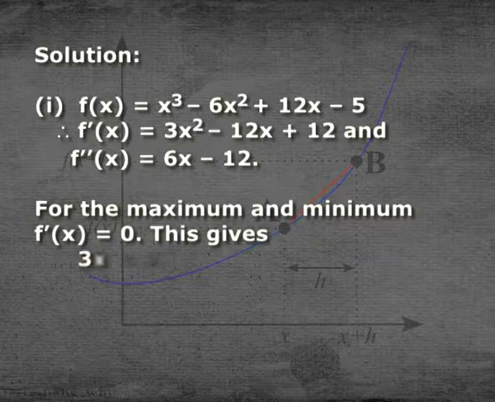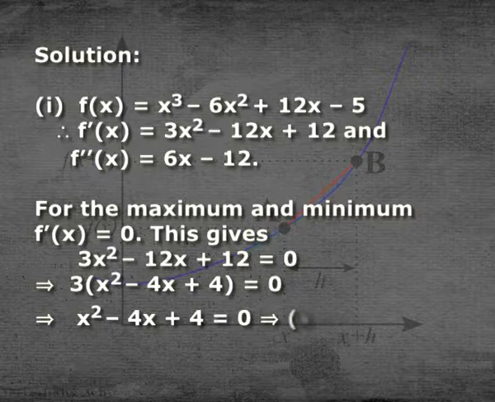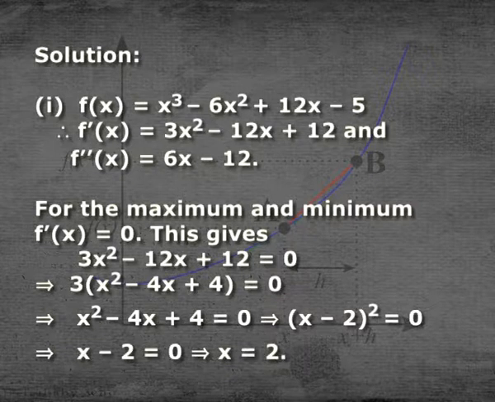Now for the maximum and the minimum, we know that f dash x is equal to 0. So this gives us that 3x square minus 12x plus 12 equals 0. So that implies 3 into (x square minus 4x plus 4) equals 0. That implies x square minus 4x plus 4 equals 0. So this is giving us (x minus 2) the whole square equals 0. So that implies x minus 2 equals 0, which is finally giving us x equals 2.